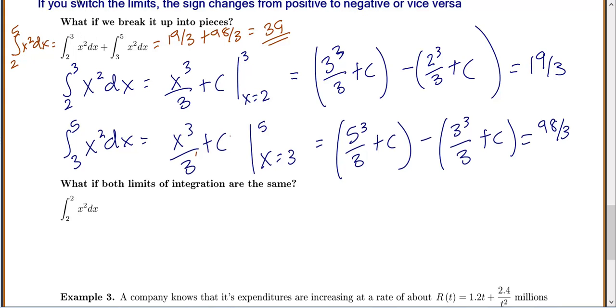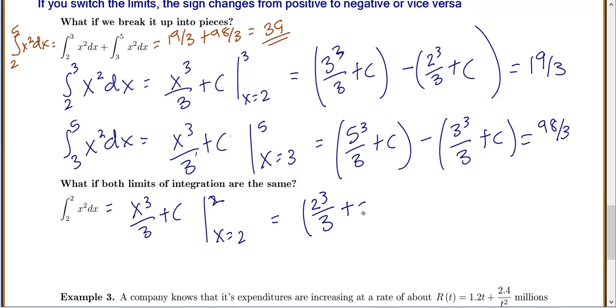Now in our next one, what would happen if both of our limits of integration were the same? So again, x cubed over 3 plus c, evaluate it from x equals 2 to 2. So we're going to have 2 cubed over 3 plus c minus 2 cubed over 3 plus c, and as you might guess, every single time you're going to get 0. So if your limits of integration are the same, you will always get 0 because you're going to have something minus the exact same thing.